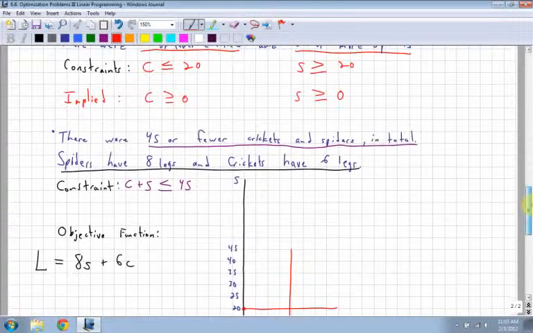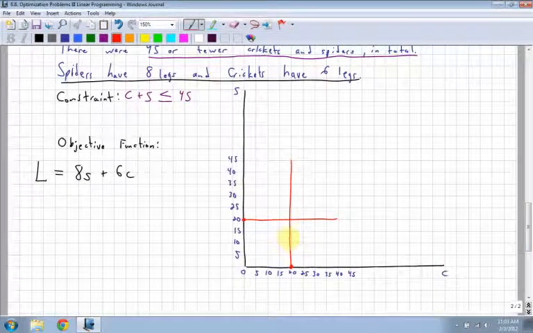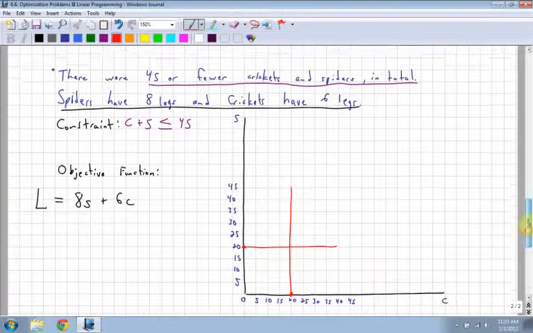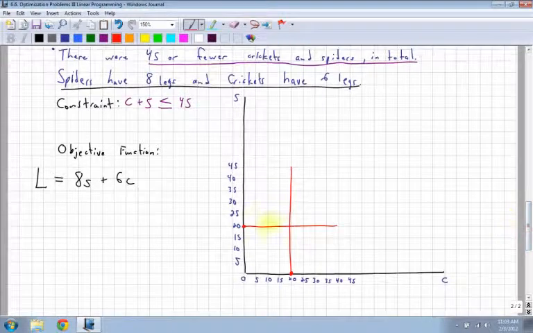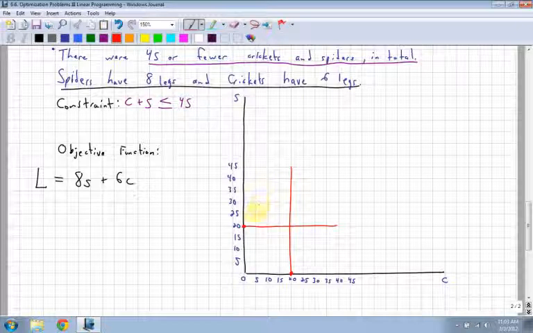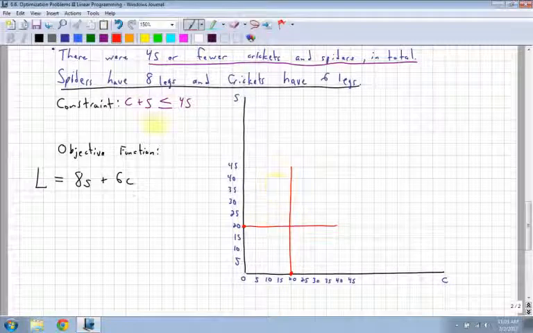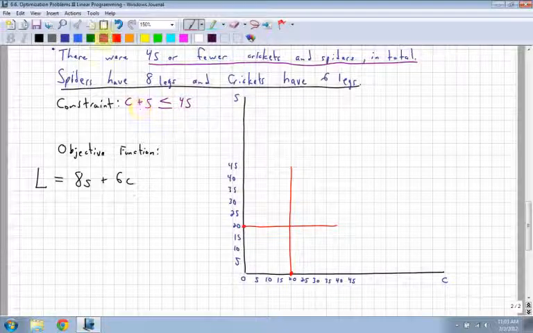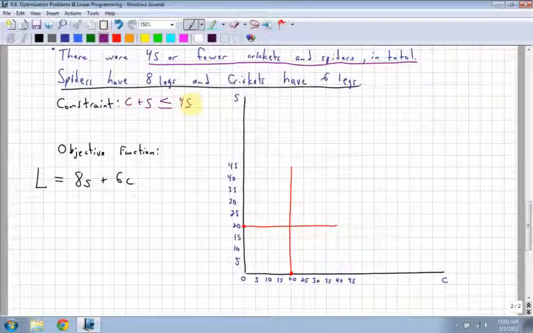And I know that it's less than or equal to my C1, which is this one. And it's going to be greater than or equal to my 20. So it's going to be above here, but to the left of here. So I know right away it's in this region right here. Next thing I have to do is this constraint. So C plus S is less than or equal to 45.